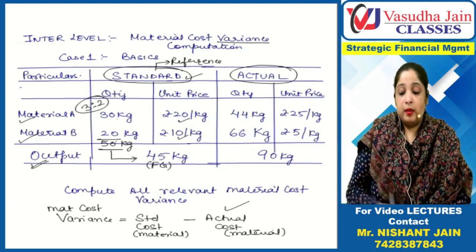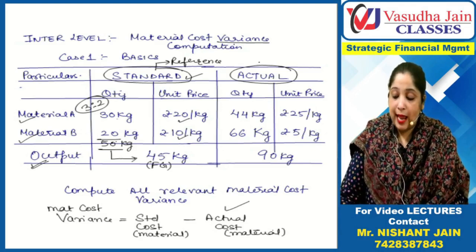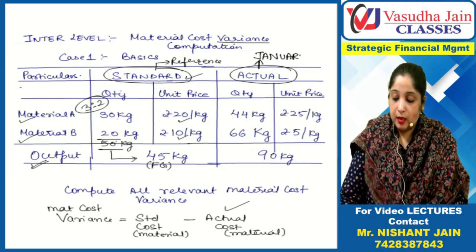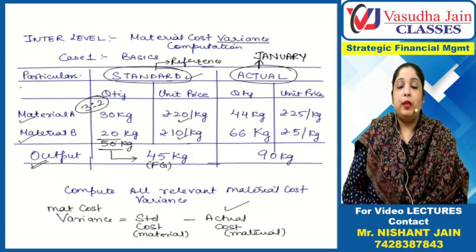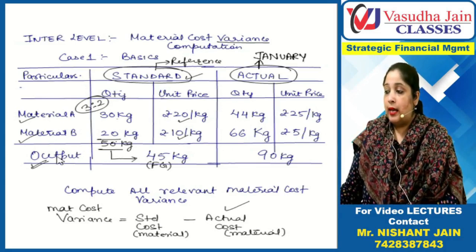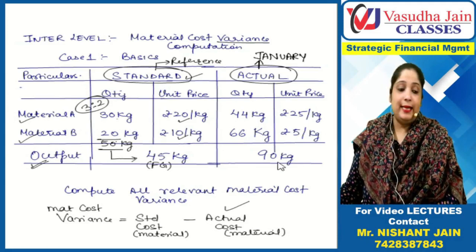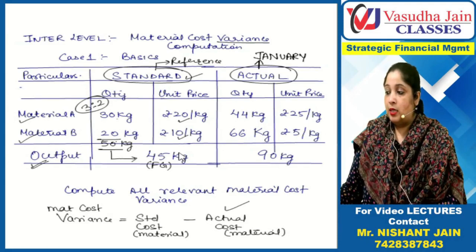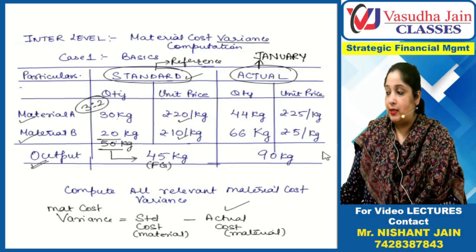Now this is the standard information. Now this is the actual information which took place in the month of, let us say, January. And let me tell you one more thing: the foreman was called and told that in actual, the output in January produced was 90 kg.